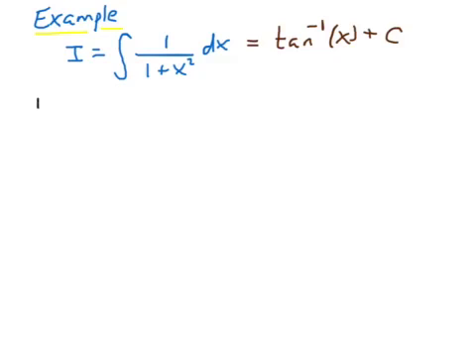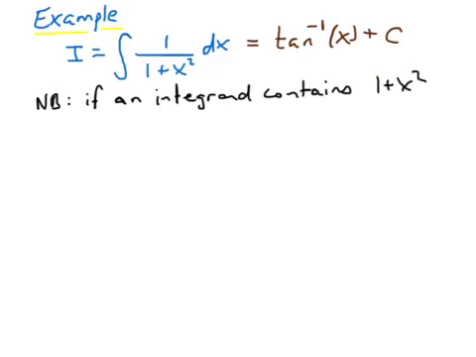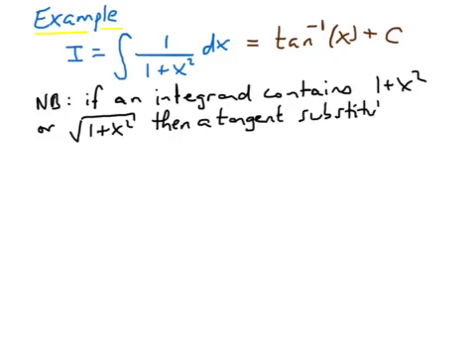So let's just note for future use, if an integrand contains 1 plus x squared or the square root of 1 plus x squared, then a tangent substitution may be useful. So this is the key fact that we're going to be using repeatedly through this video.